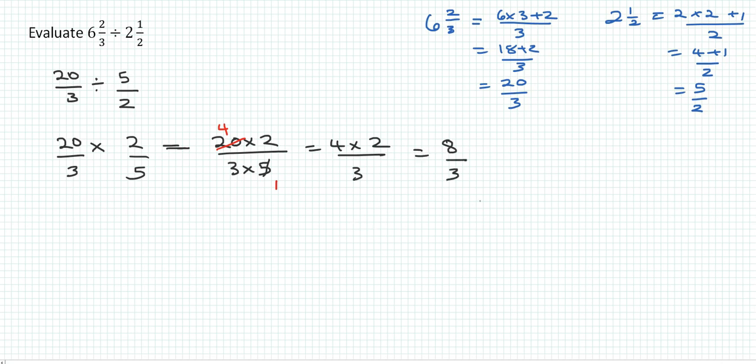If you want to take the extra step, you can convert that back to a mixed number. 8/3, you have 2 times 3, 6, we have a remainder of 2. We have a remainder of 2, so this is also the same as 2 2/3.